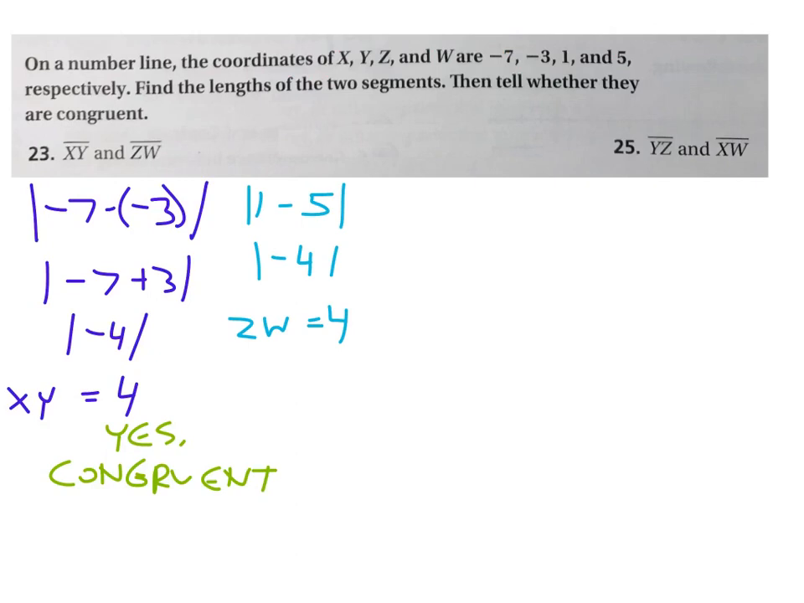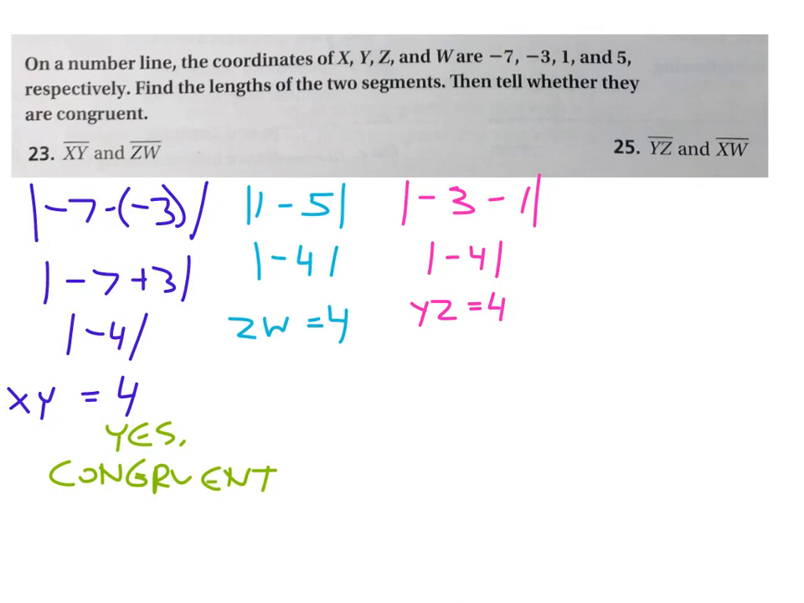Do the same thing over here. Y, z. The coordinates of y and z are -3 and 1. Remember, we have to subtract between them. Okay? And that becomes absolute value of -4, which is 4 is what the length yz is equal to. We're going to do it one more time.